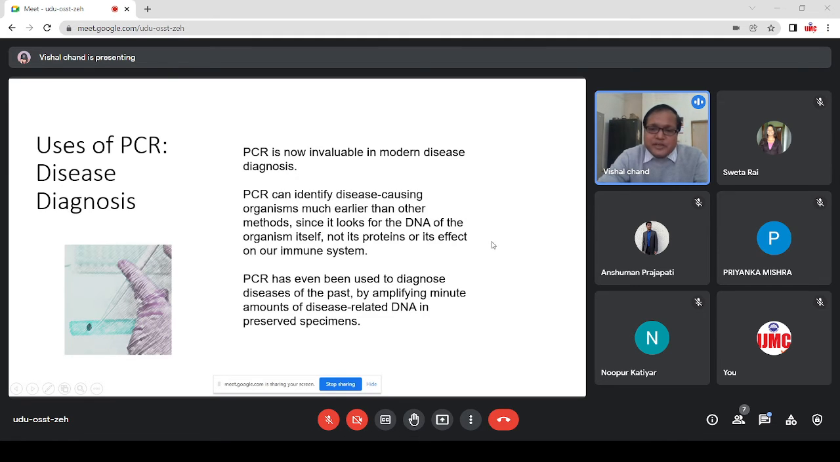PCR has even been used to diagnose diseases of the past by amplifying minute amounts of disease-related DNA in preserved specimens. Okay, so you can see that PCR can identify disease-causing organisms, and PCR has even been used to diagnose diseases of the past by amplifying minute amounts of disease-related DNA in preserved specimens. So they can be diagnosed in both ways.